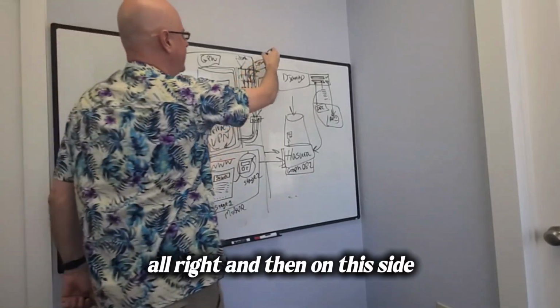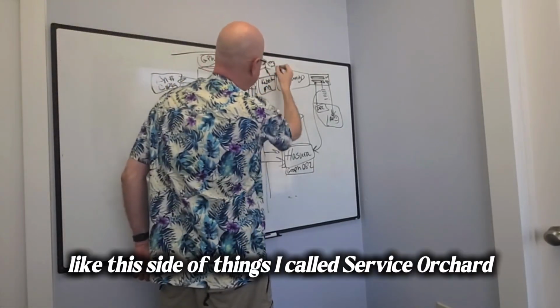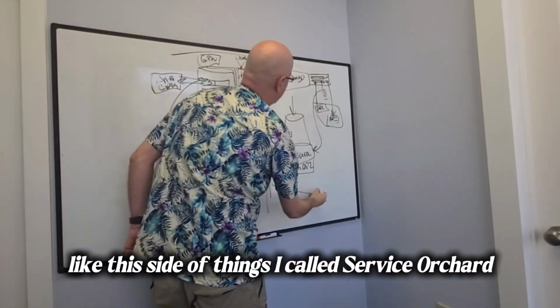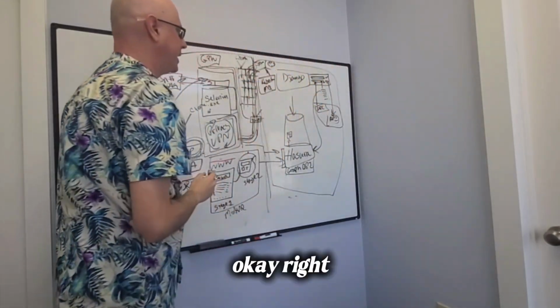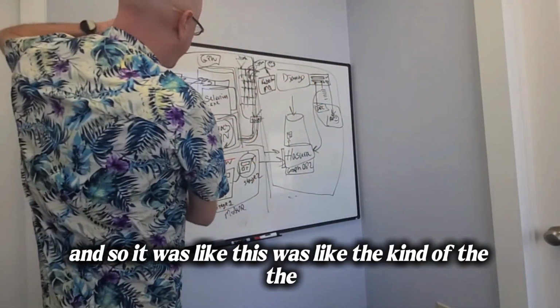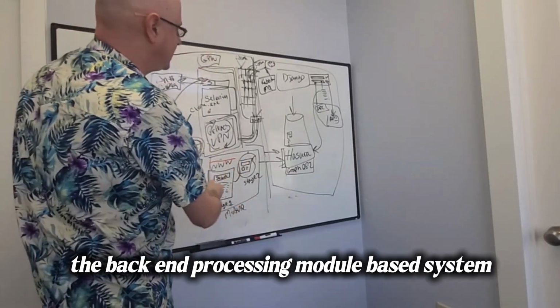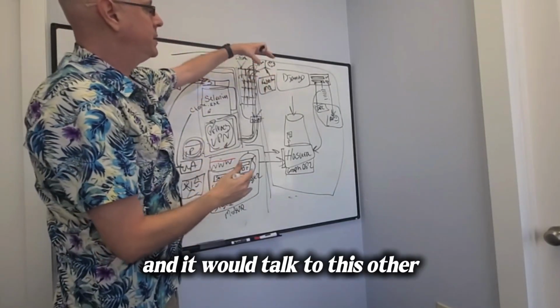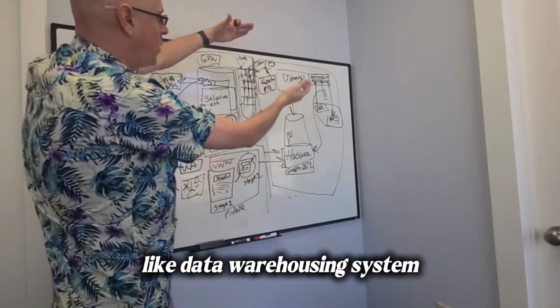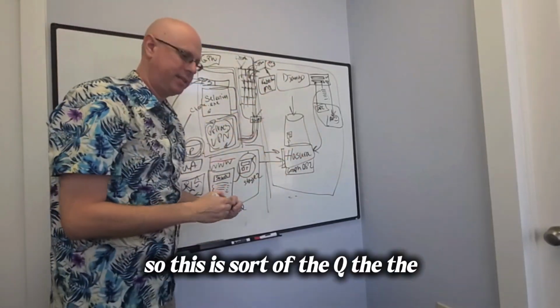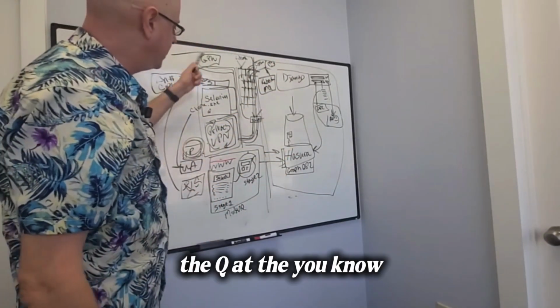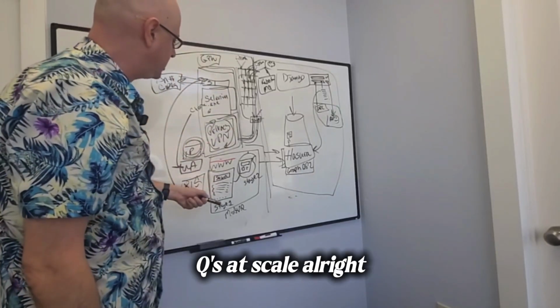All right, and then on this side of things, I called Service Orchard. Okay, right, and so this was the back-end processing module-based system, and it would talk to this other data warehousing system. All right, so this is sort of the queues at scale.